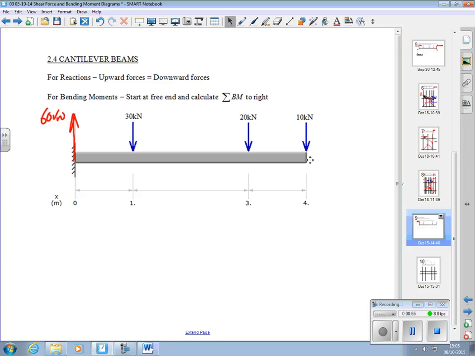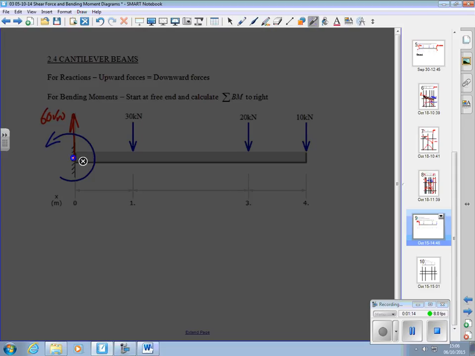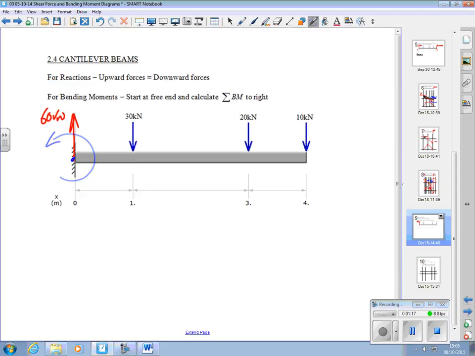Because we haven't got another support here that can take some of that force. We haven't got two supports anymore. We've just got the one. So that's got to take all that up force. We're going to find that the bending moment ends up with a concentrated moment at this end. A concentrated anti-clockwise moment to counteract the moment due to each of these going around the beam. And that's what we're going to end up with when we do this.